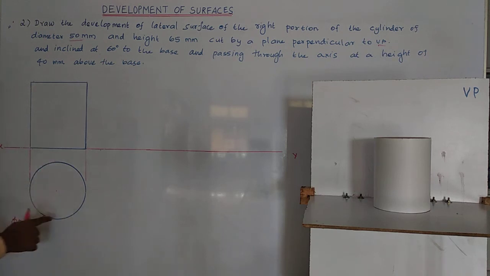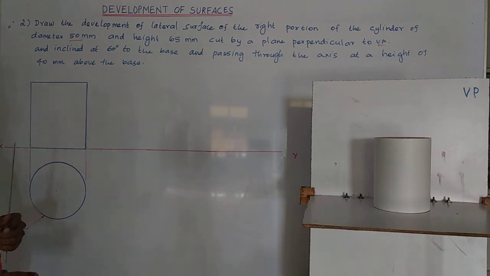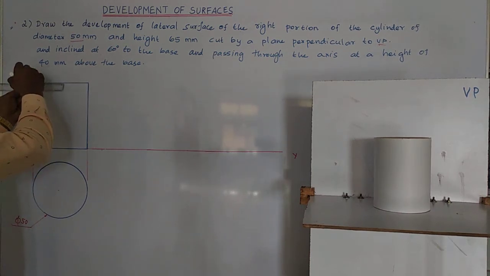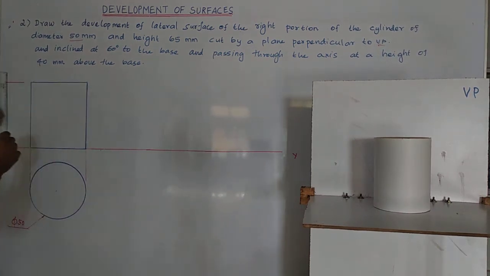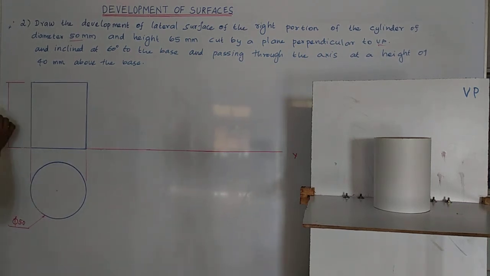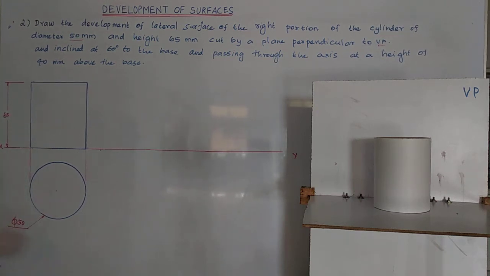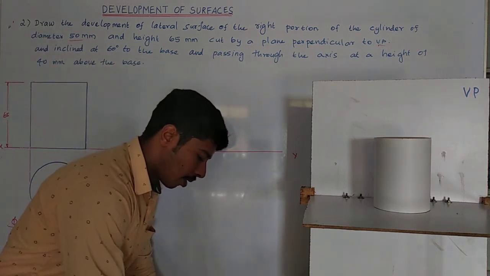So I divide this section into 12 segments. Okay, divide this into 12 segments. I am going to create face edges so that I can mark the cutting edges and we can develop it easily. So next I mark the height over here. The height of the cylinder is 65 mm. Okay. Now, how to divide this into 12 equal segments?